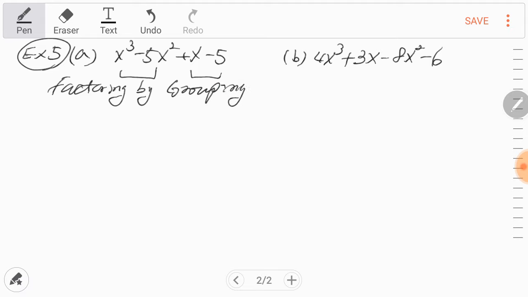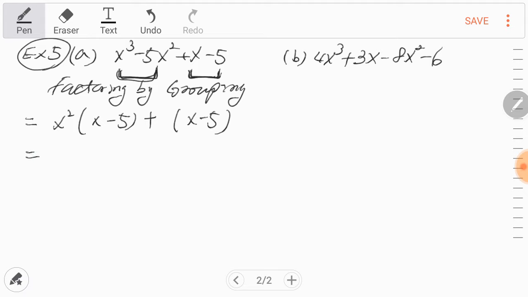So I'm going to make a group of the first 2 terms and a group of the last 2 terms and see what happens. Okay, from this, the first group, the first 2 terms have a common factor, which is x squared. Then we can write it as x squared times x minus 5. Okay, plus the last 2 terms is one group, so we can put it as one group, x minus 5.